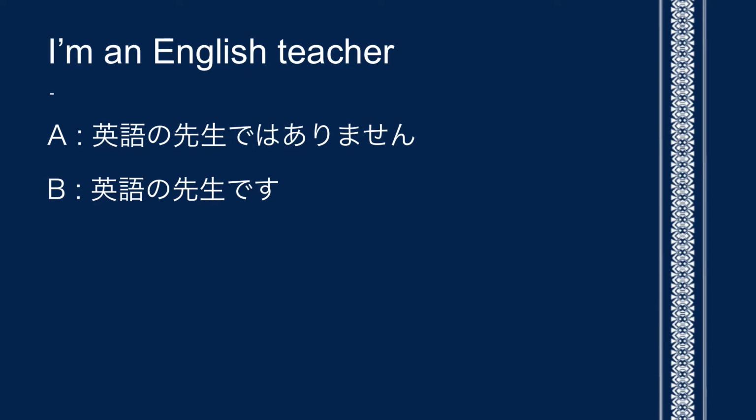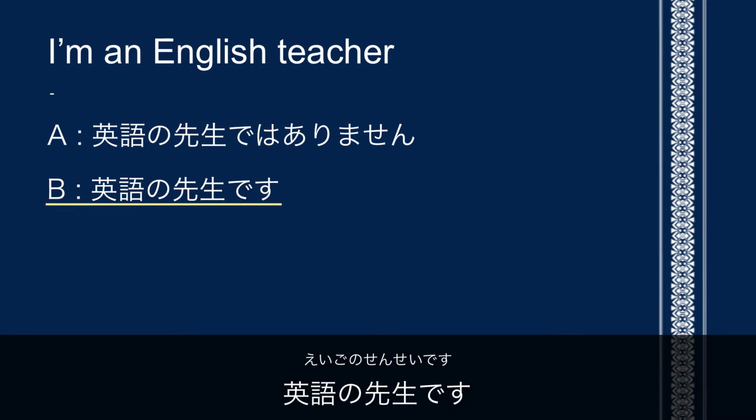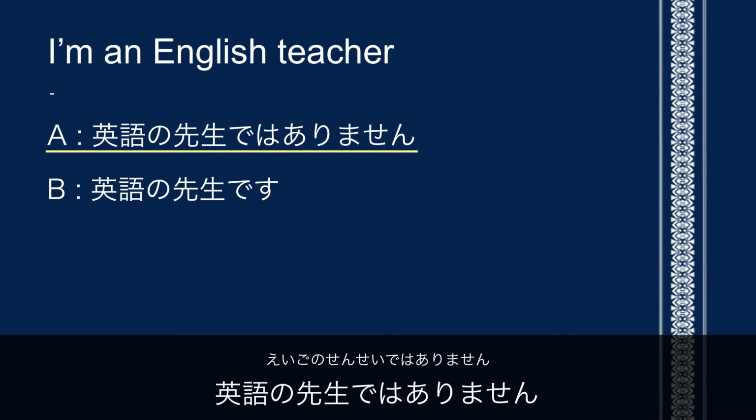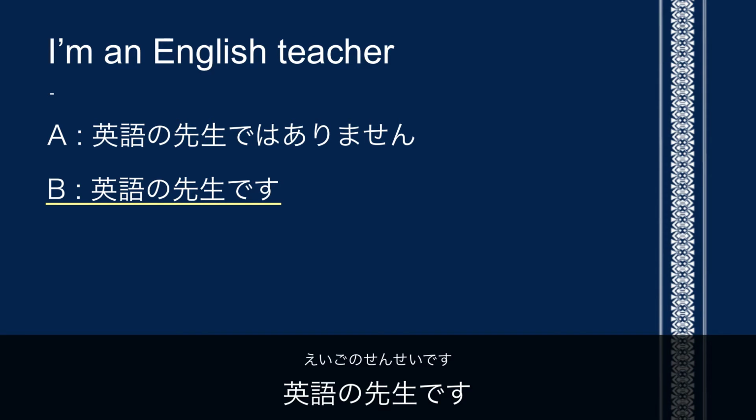The second sentence is that I'm an English teacher. And the options are here. 英語の先生ではありません。英語の先生です。Then, this one. 英語の先生ではありません is a negative form and it means I'm not an English teacher. So, this one is correct. 英語の先生です。I'm an English teacher.